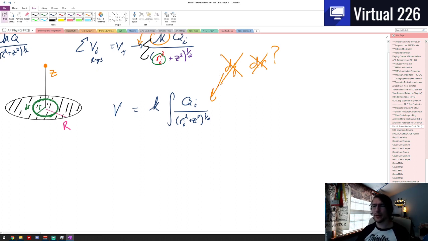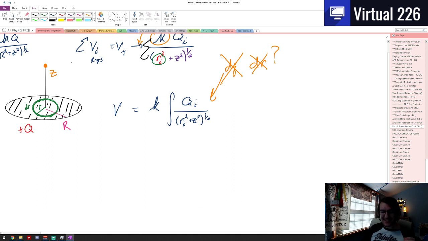Well, one of the things we need to remember is that this charged disk has a continuous charge distribution. So if it has some total charge, like plus Q, across the entirety of the disk, this disk has a surface area density.